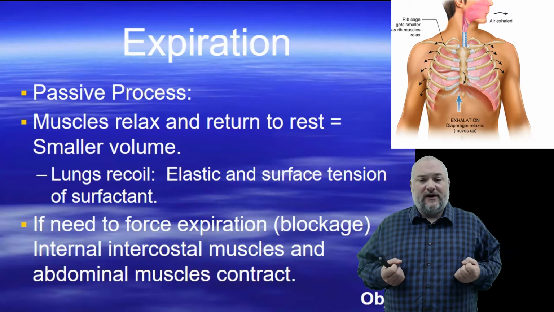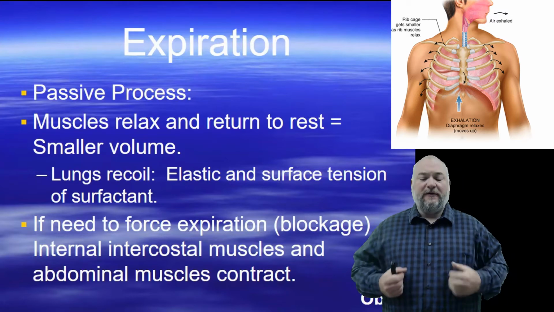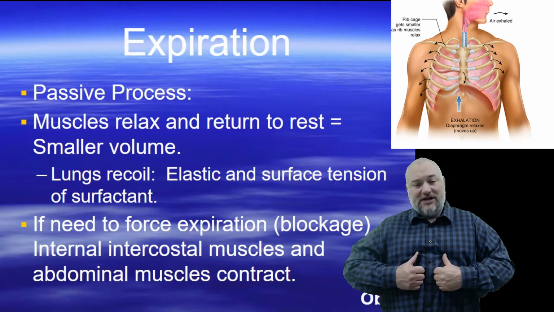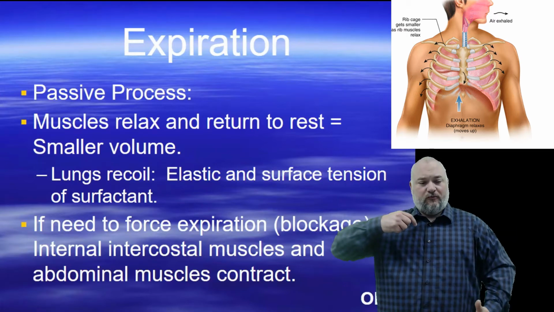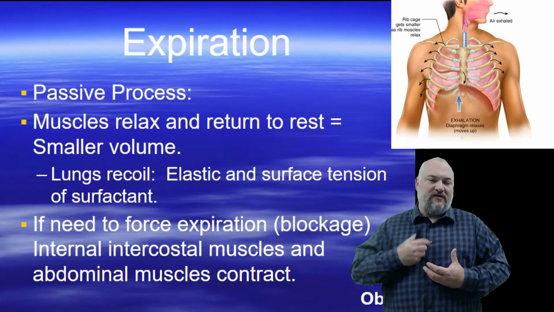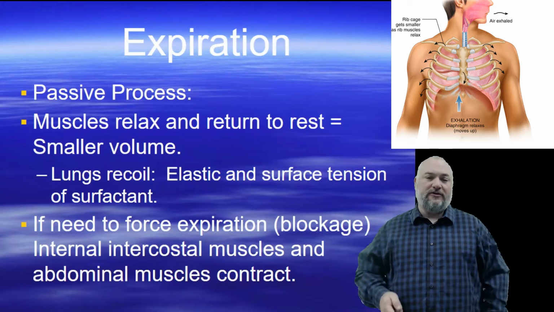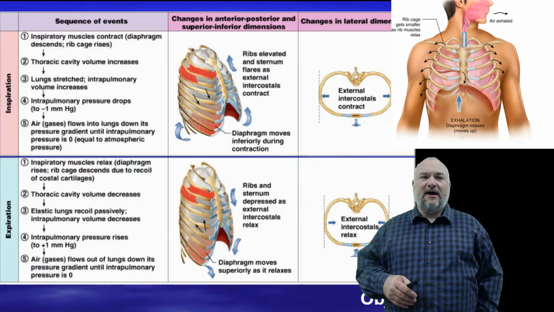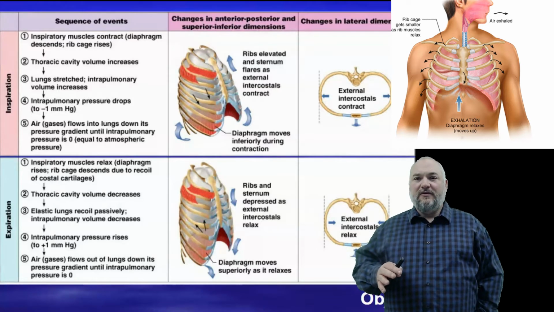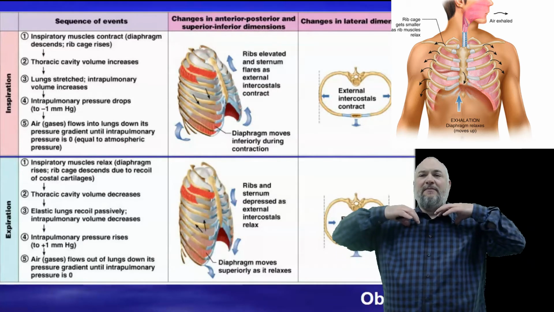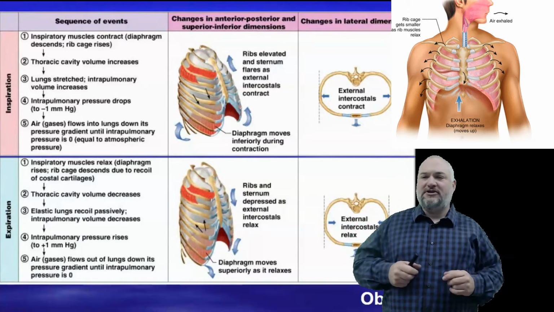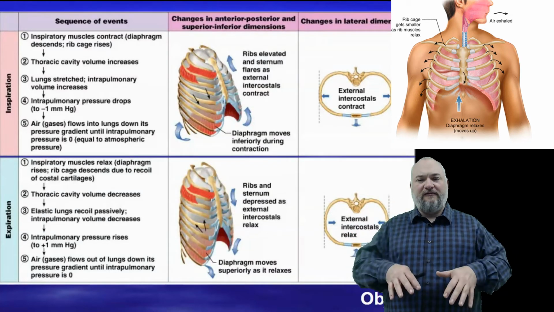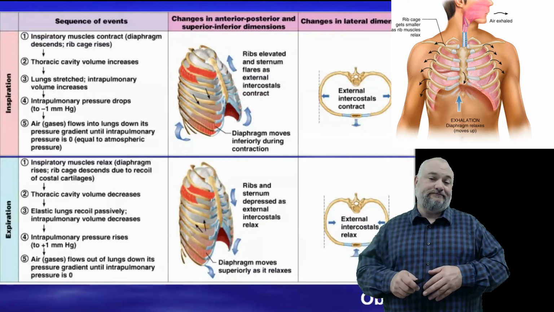Now, you can force more expiration. You can squeeze internal intercostal muscles, which will bring the chest down even smaller, and contract your abdominal muscles and force your guts basically up into your chest cavity. Those are all ways to force a shrinkage of the volume and get more air out if you need to. Here we can see in this diagram, on the top we have inspiration. The diaphragm is going down and the rib muscles are coming up, and you can see the difference in the size of the chest cavity on the right. On the bottom, expiration, the chest cavity falls, with the difference in volume on the right.